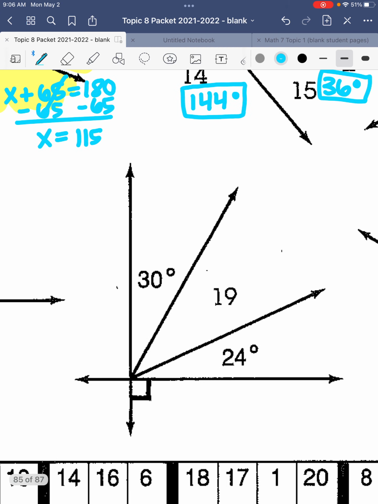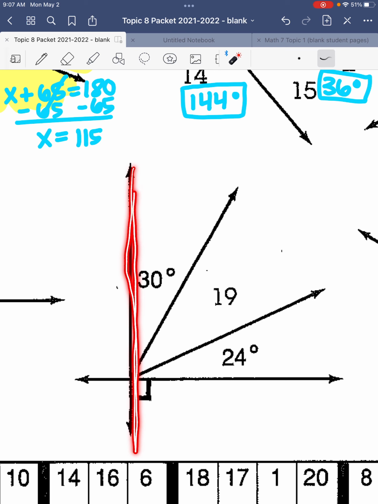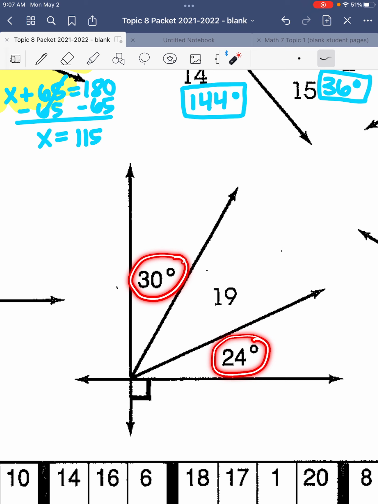Okay, moving on to this one right here. So I've got three angles, and I know that those three angles will add up to 90 degrees. Well, how do I know that? Because this angle right here makes 90 degrees. So, and I know that all four of them add up to 180. So I know that just this side has to be 90 degrees as well. Now, I can combine these. 30 degrees plus 24 degrees is going to be 54 degrees.